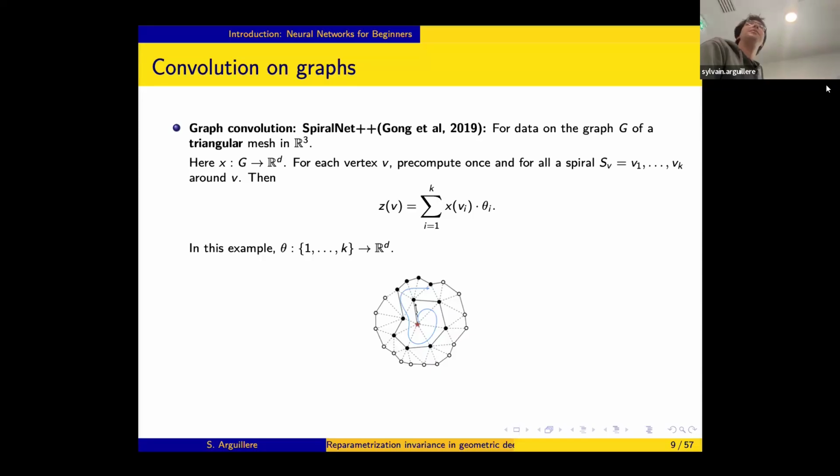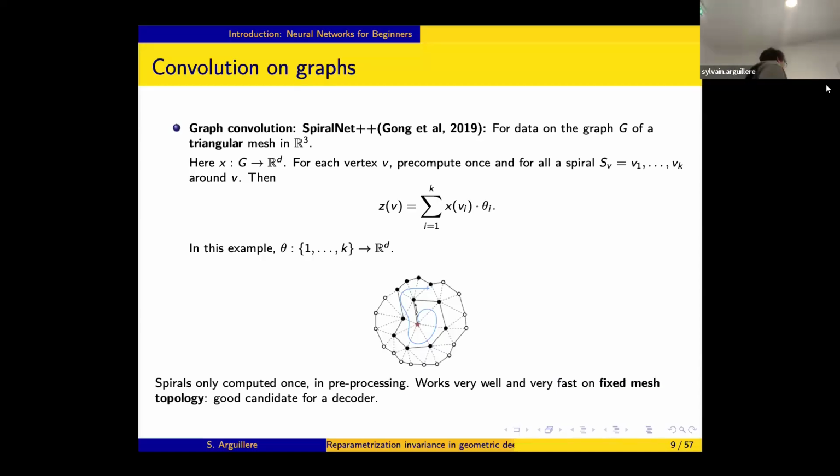Okay, any questions? Because of this data imposition, right, spirals can only be computed once during pre-processing. Basically, that's the main point. And so as a result, this works very well when you have a fixed mesh topology. But when you don't have a fixed mesh topology, it can't work.